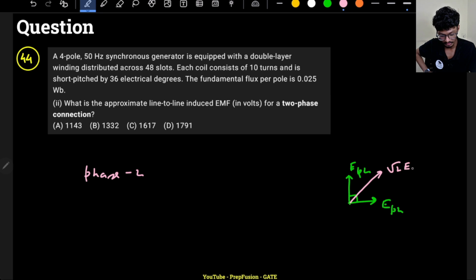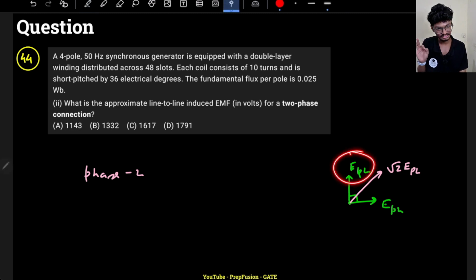It will be root 2 into E phase, right? E phase whole square plus E phase whole square under root, right? Root 2 into E phase. So this thing you have to understand. For a two-phase system, this you have to remember. I think in basics of network, somewhere I mentioned that for a two-phase system, the phase difference is 90 degrees. I also tend to forget this, but now I hope you know. So for a two-phase system, the phase difference is 90 degrees.